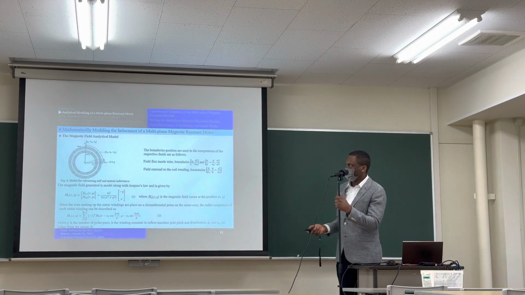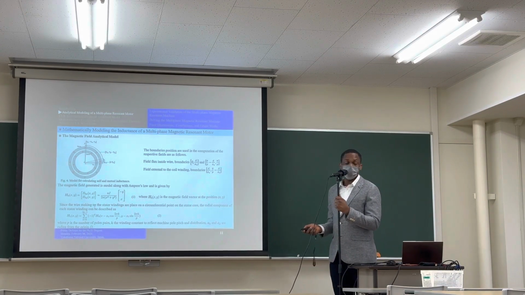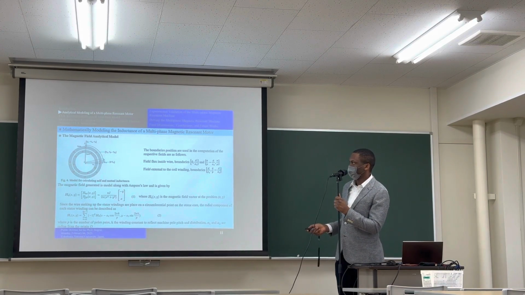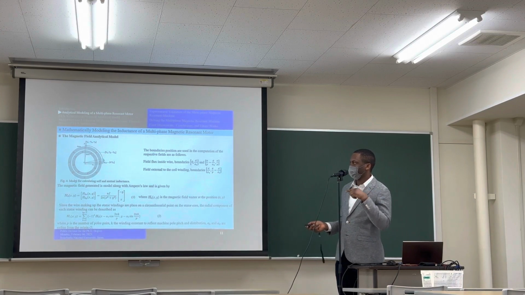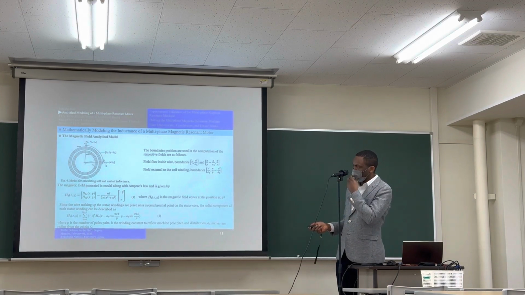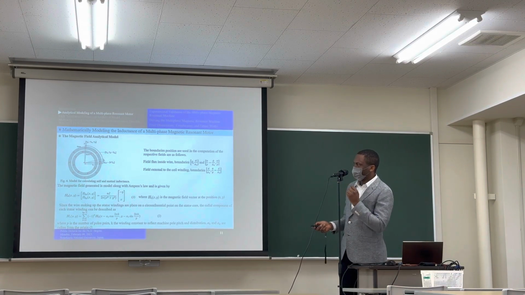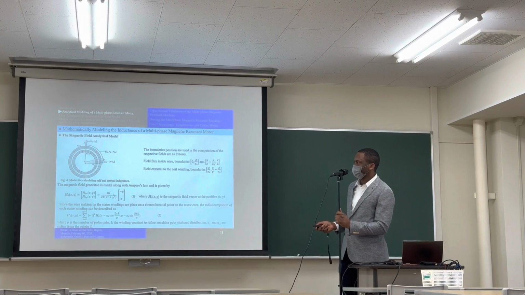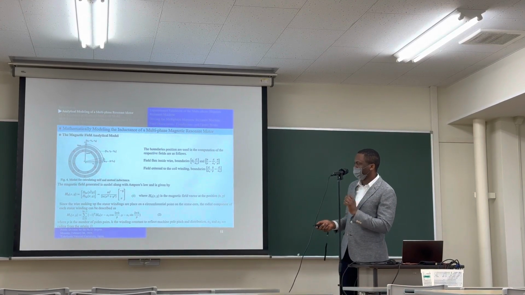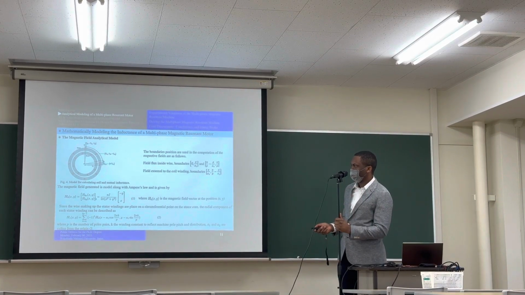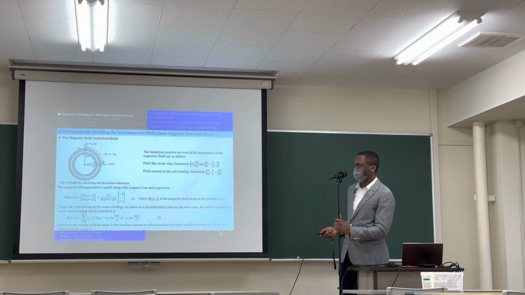So we first start by analytically modeling the magnetic field of the machine. We try to understand when current passes through the coils in the machine, take a single phase coil, and then we come out with a general magnetic field that describes the whole field of the entire machine. This one is for a single coil, and then we try to extend it for the entire coil or for the entire portion of the machine.